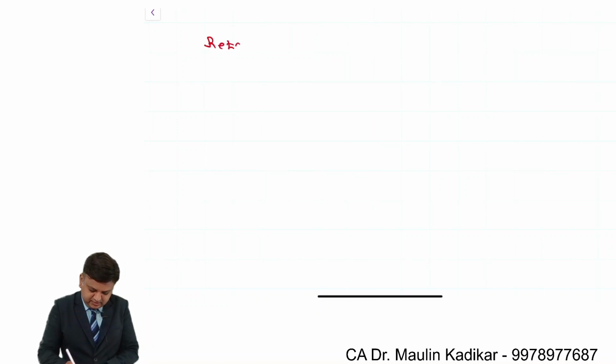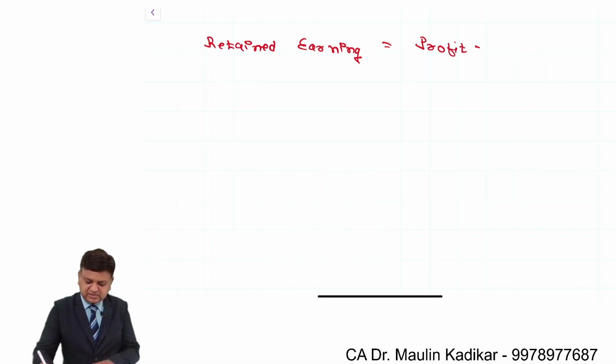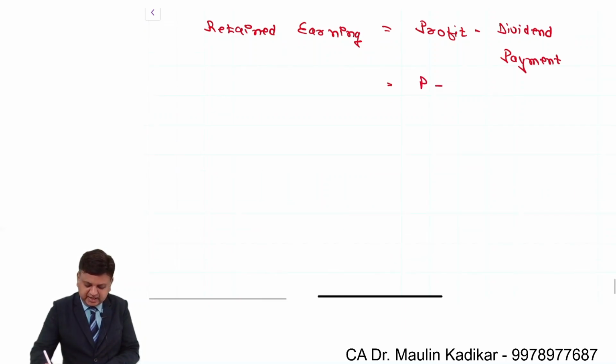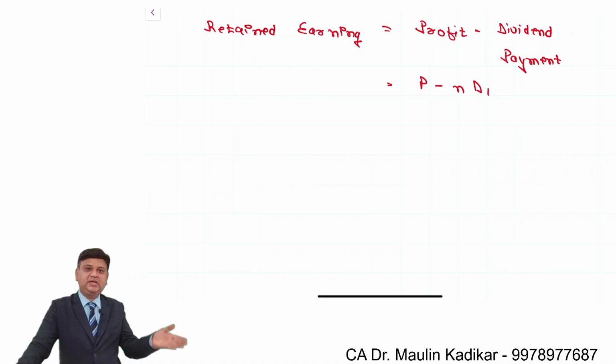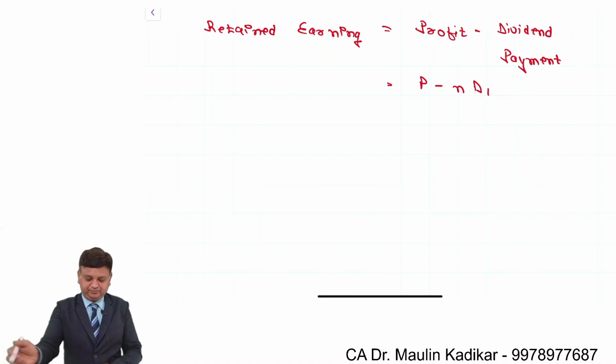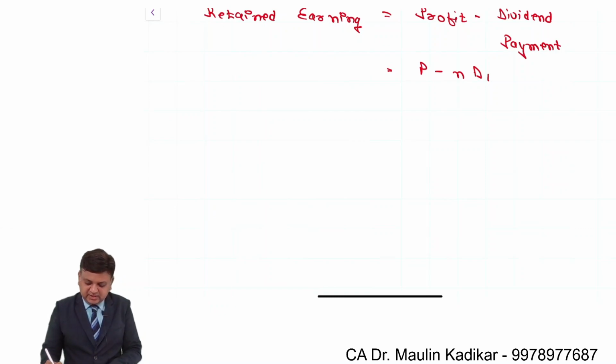First of all, retained earning is calculated as profit of the company minus dividend payment. So it is P, that is profit, minus nD1. n is the existing number of shares, and D1 is the dividend paid to the existing shareholders at the end of the year. So retained earning is equal to this.